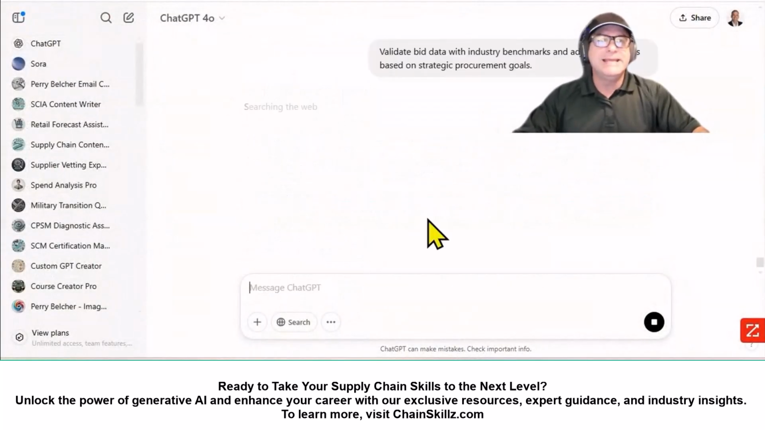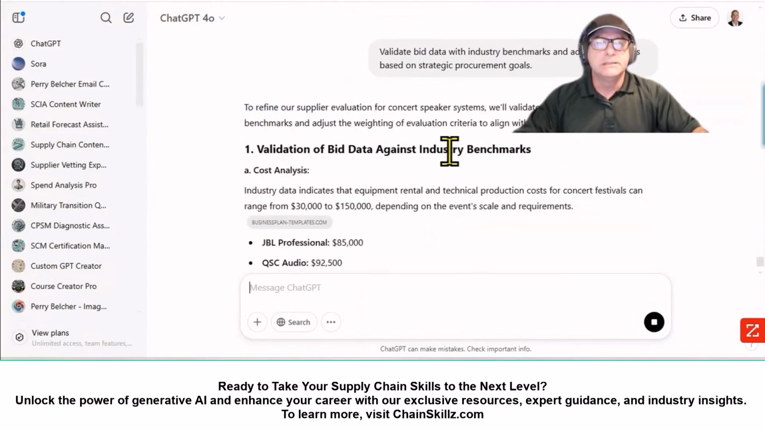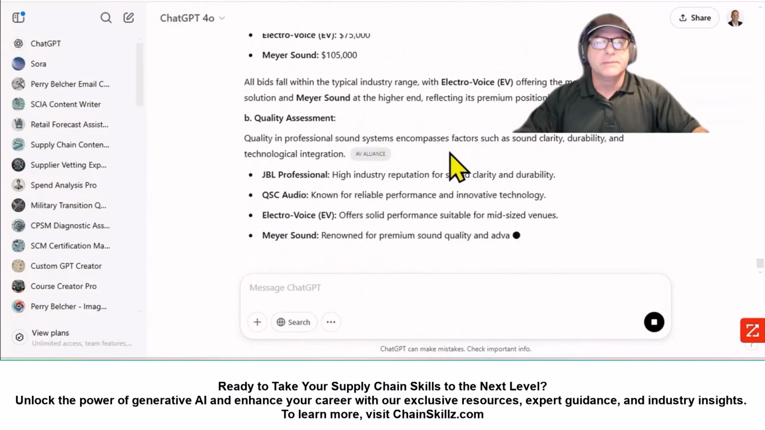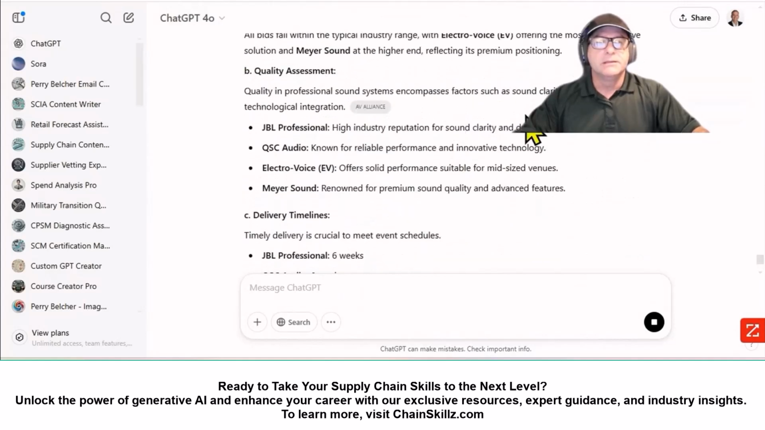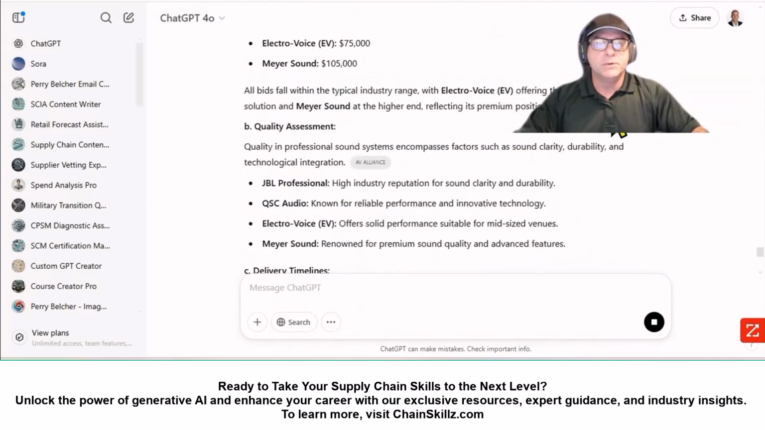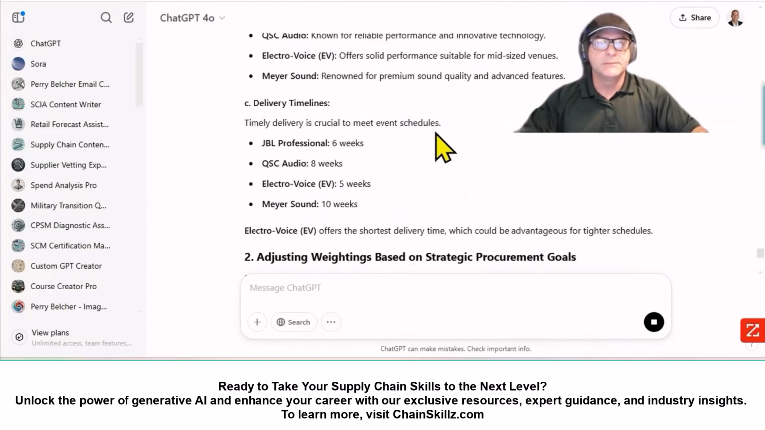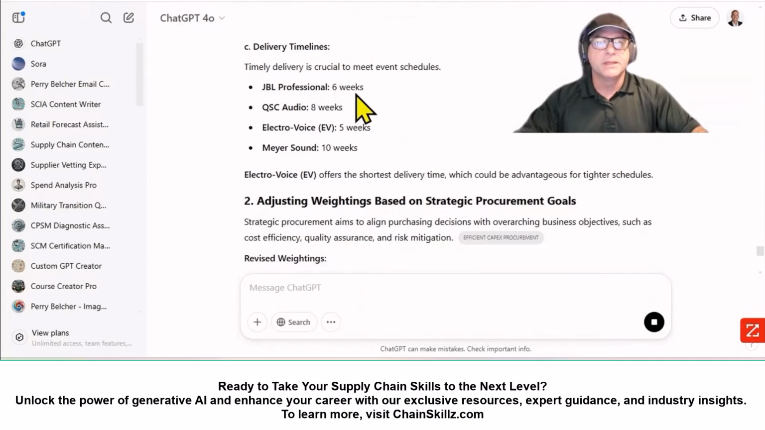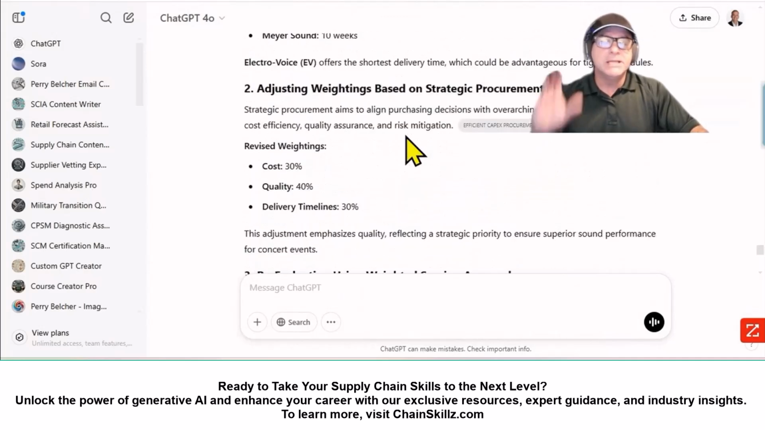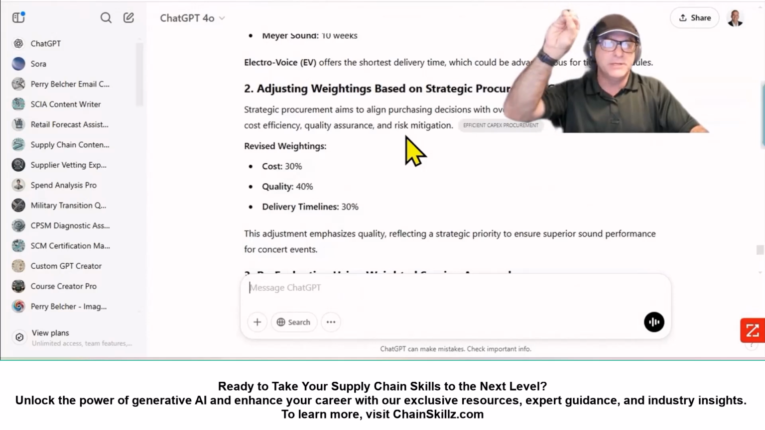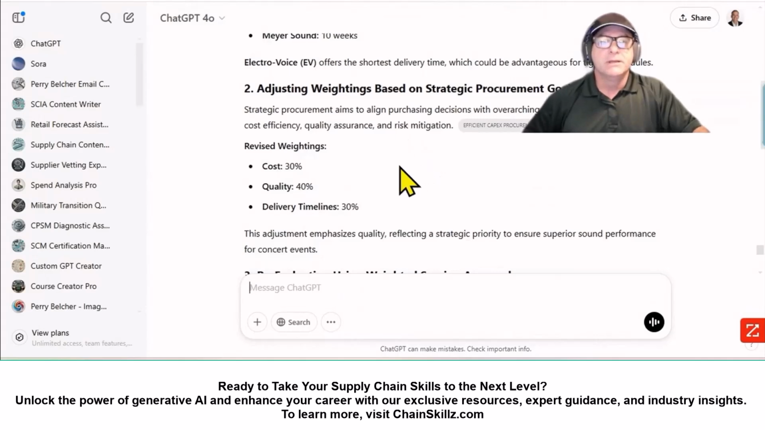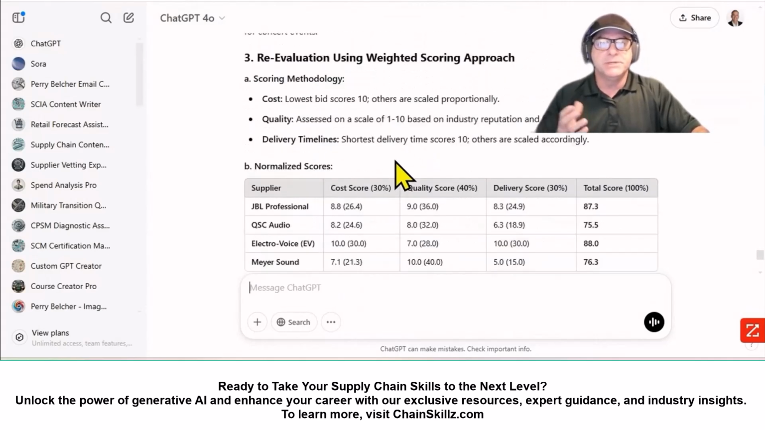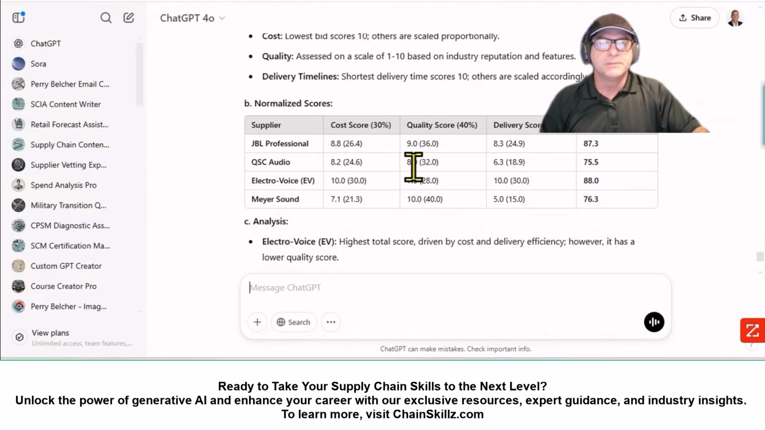They validate bid data with industry benchmarks and adjust weightings based on strategic procurement goals. Just digging in more and more. Schedule needs. Okay. Now, most likely what happened is the system found a bid out there somewhere, and it's using that to build out our scenario here. Even though we didn't feed it information, it's giving us plenty of information to work through.